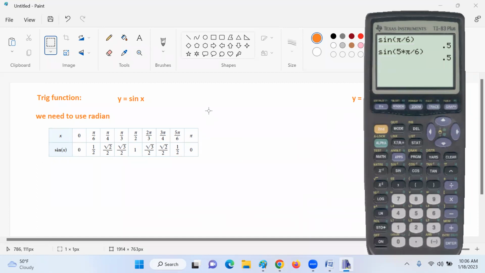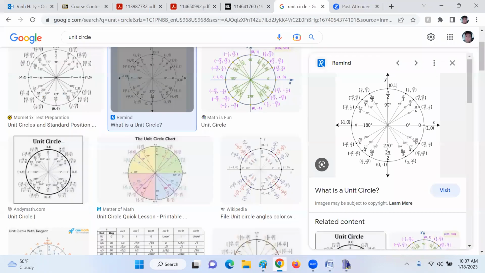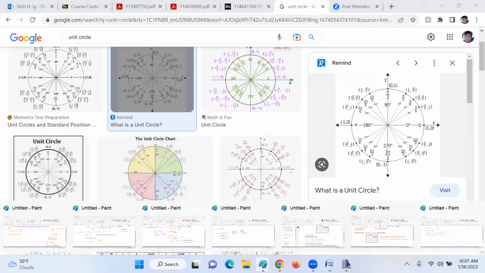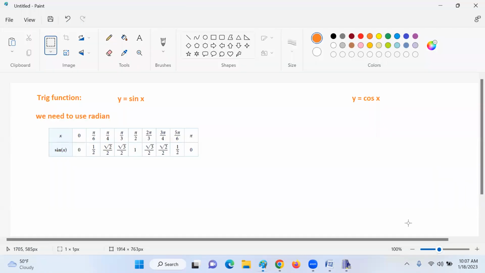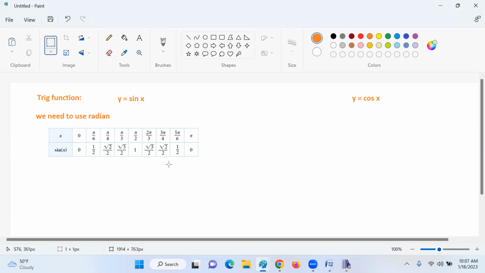Are we good? Is that good, people? Okay, so the next step that we need to do is sketch it from 0 to pi. And then we have to go to 2 pi.